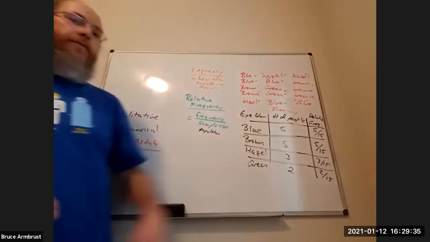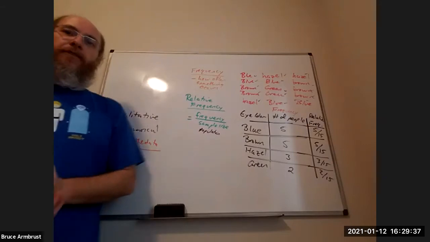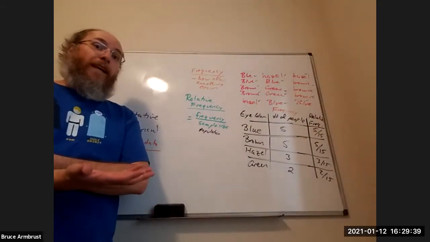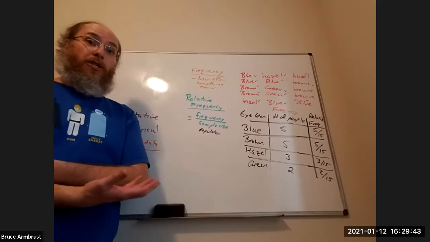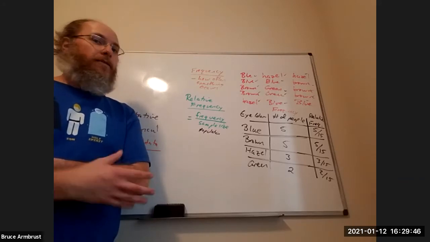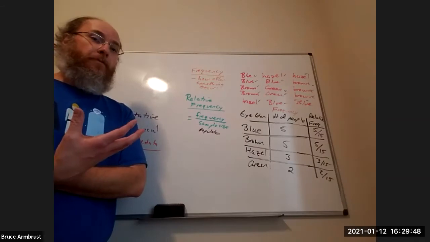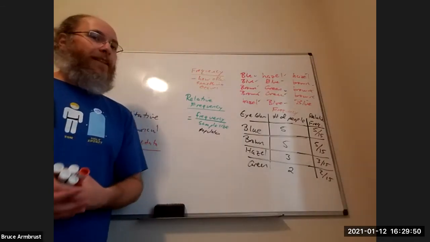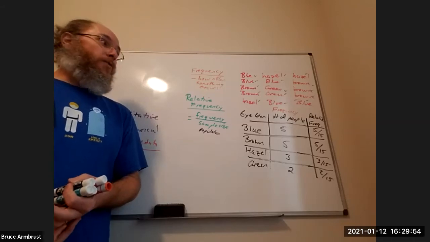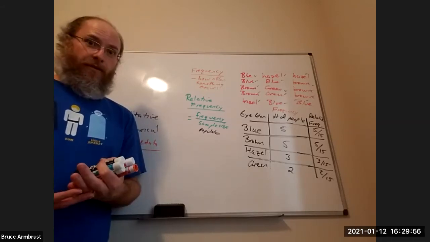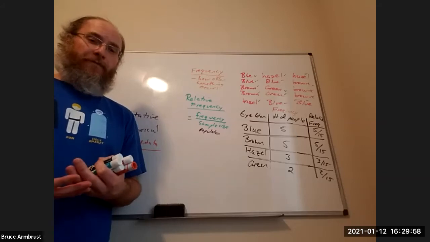So relative frequency is giving us a ratio. It's giving us a percentage. It's giving us a proportion. Those are all different words for the same thing. But this is something that we're very frequently curious about: what proportion do we have? What percent do we have?